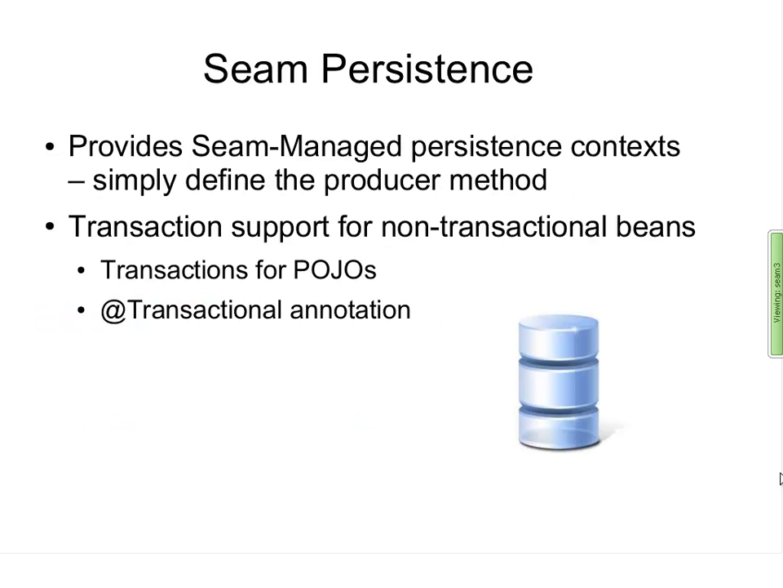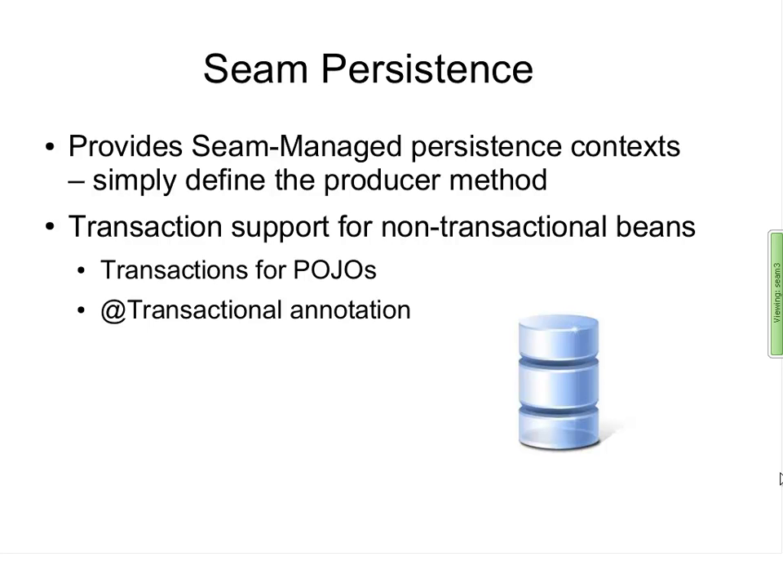Moving on to the next module. Seam Persistence. This is a module that is quite limited in scope. However, in my opinion, it's probably one of the most important modules that we have. I'd almost argue that if you're developing a Java EE 6 application today, you really need to have this module.